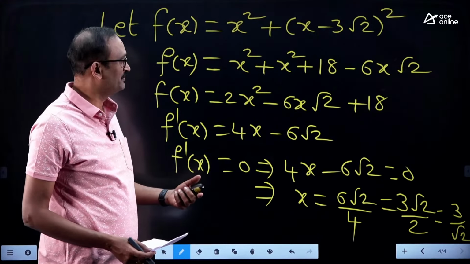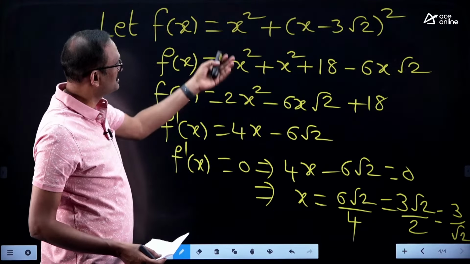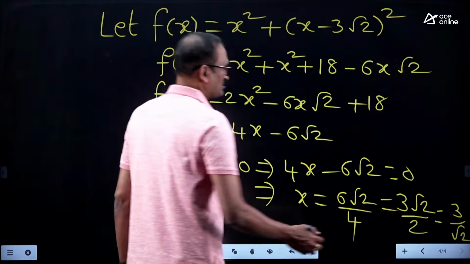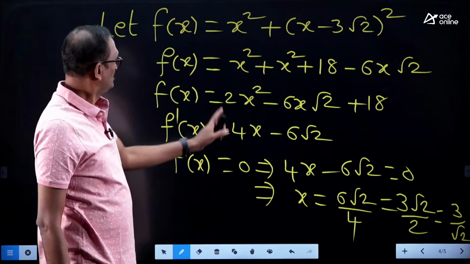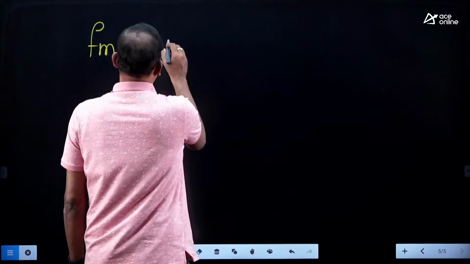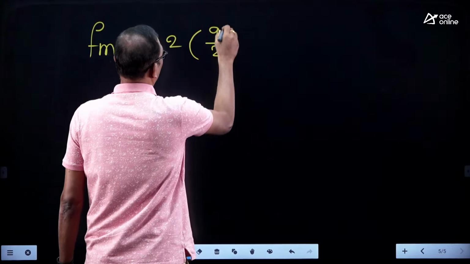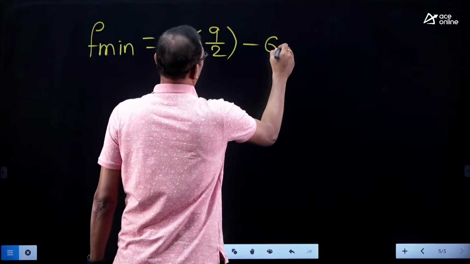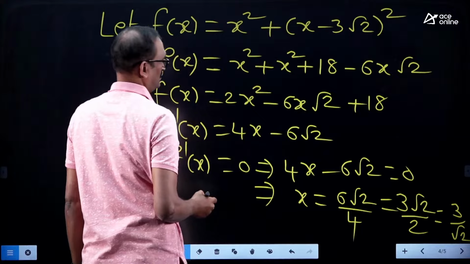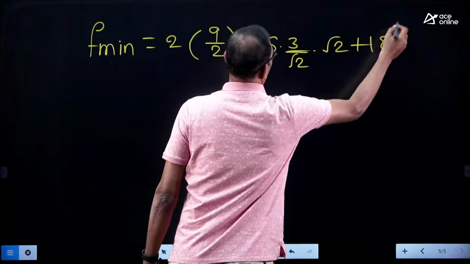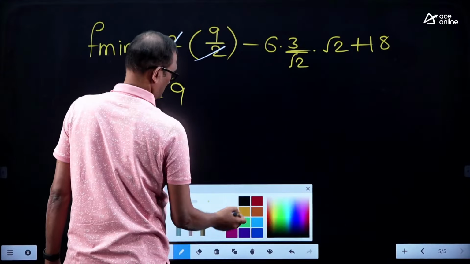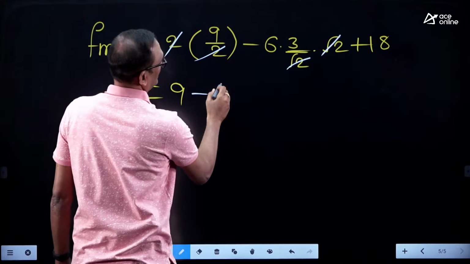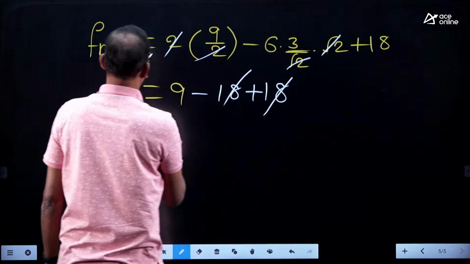Suppose you wish to find the minimum value occurring at the stationary point, substitute that stationary point in the given function, and you will get the required minimum value. So simply put x equal to 3 by root 2 in the given function. This is the function: 2 into (3 by root 2) whole square, that is 3 square by root 2 whole square, minus 6 into x, which is 3 by root 2, into root 2, plus 18. You observe this 2 cancels, so this is 9. The root 2 cancels, minus 18 plus 18 cancels, so this is 9.